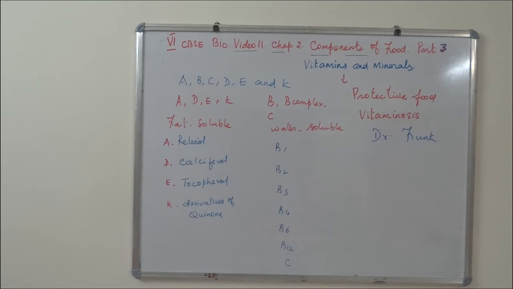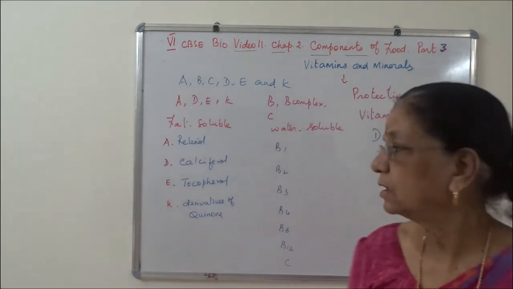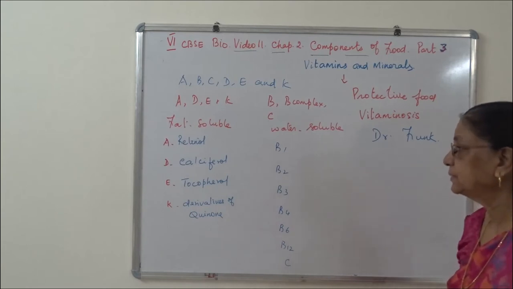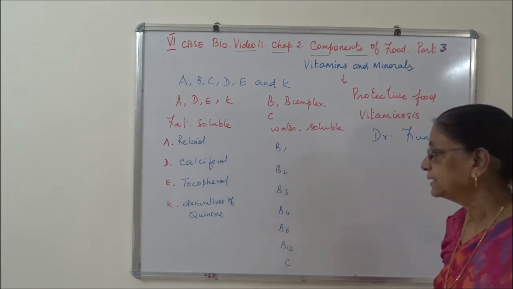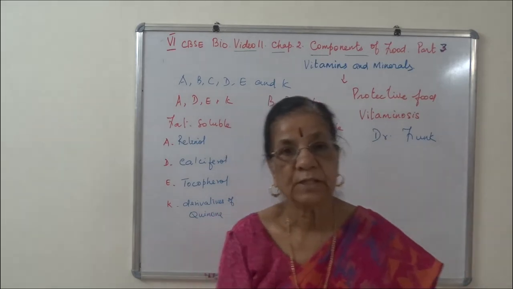Just go through it, understand the spelling, learn the spelling. Vitamin A, retinol. D, calciferol. E, tocopherol. And K, derivatives of phenol.